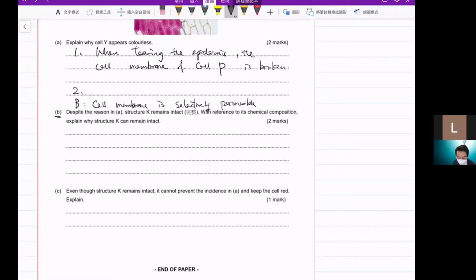For question B, structure K remains intact, with reference to its chemical composition. One of the keywords of this question is chemical composition. Explain why structure K can remain intact.